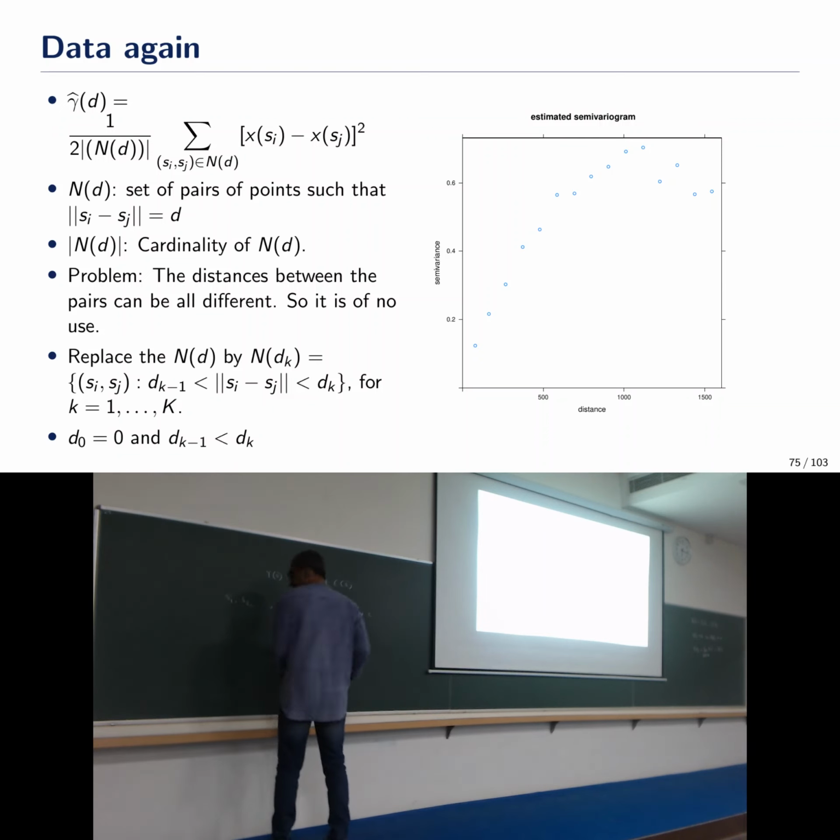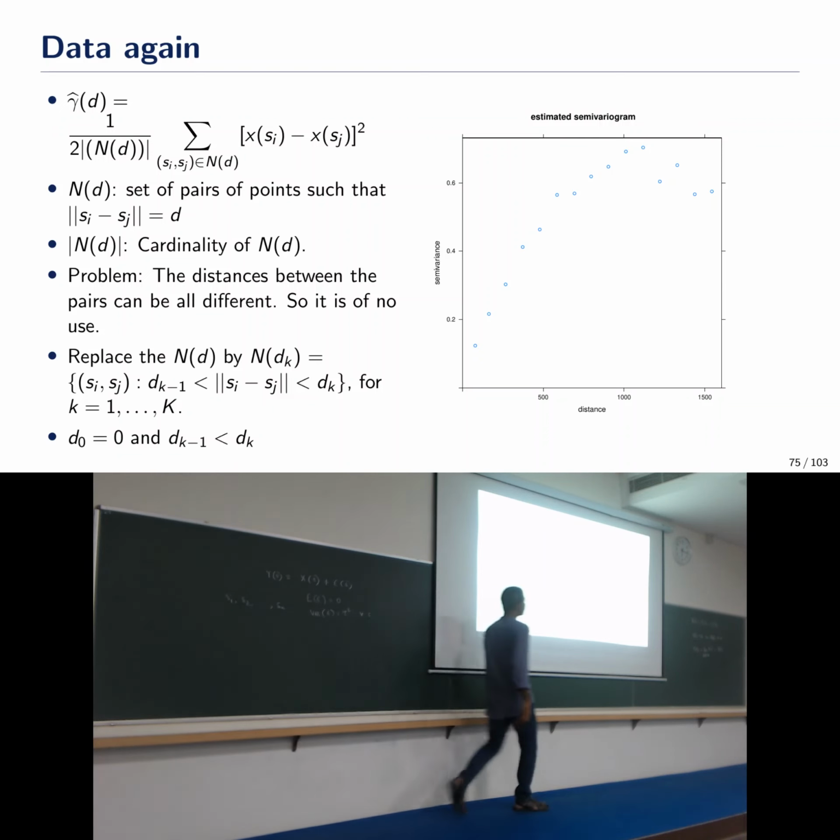So let us just recall the definition of this gamma h, or 2 times gamma h. So 2 times gamma h was the expectation of x of s plus h minus x of s, squared. Right? So that's what it is. So we would like to estimate it. How do you estimate it?